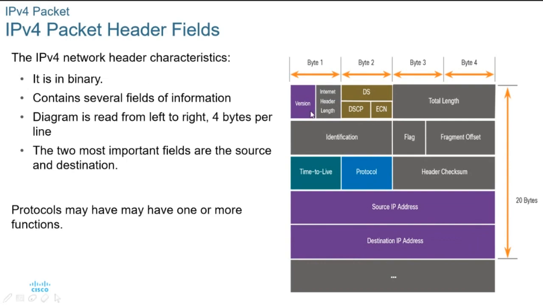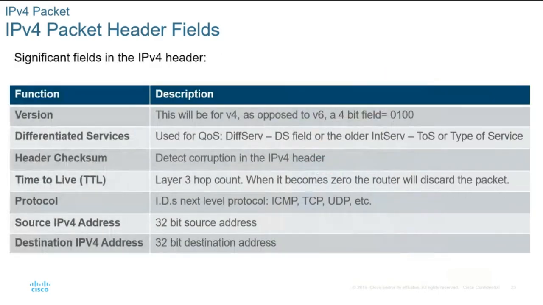So merong version, internet header length, total length, and identification, and then meron time to live or TTL, protocol, and then yung two most important fields, the source IP address and the destination IP address. So ito yung mga significant fields in the IPv4.